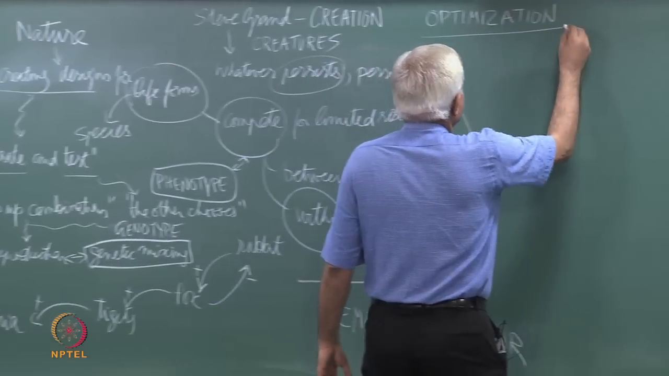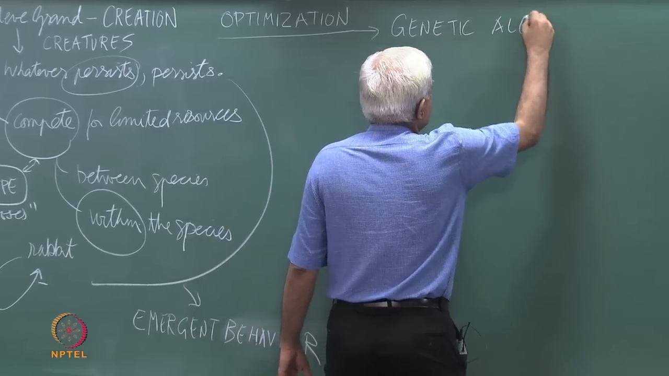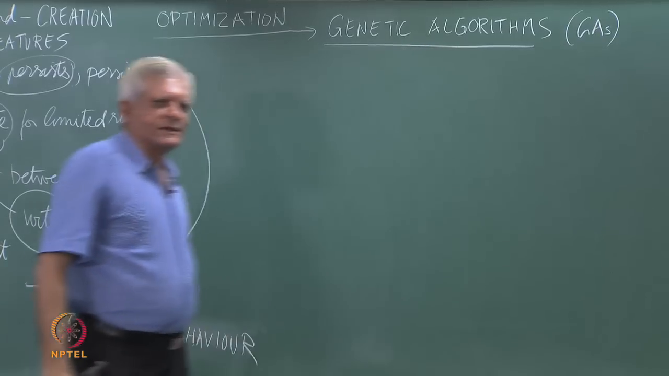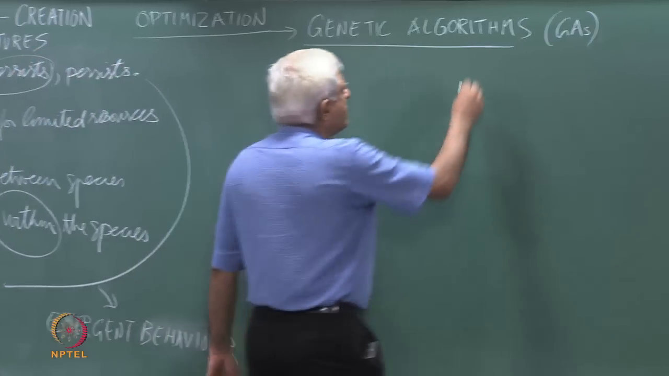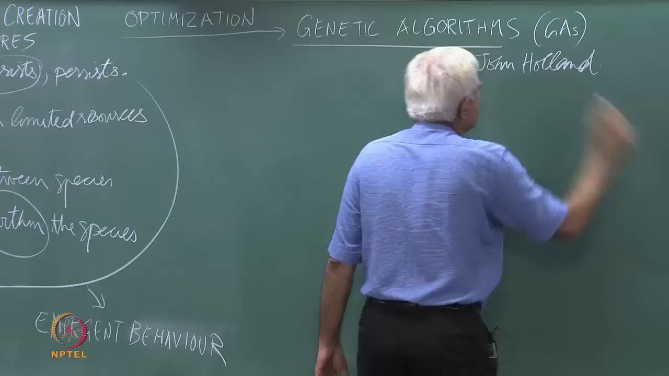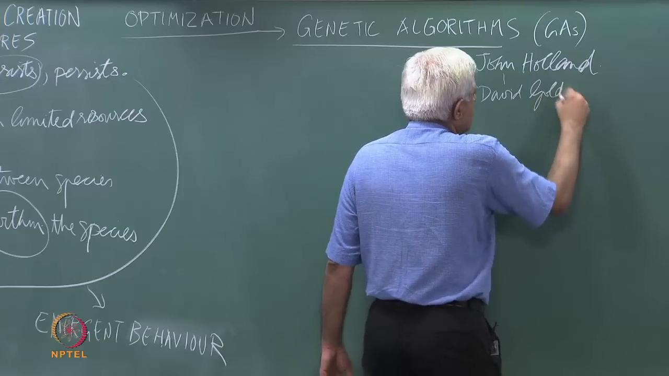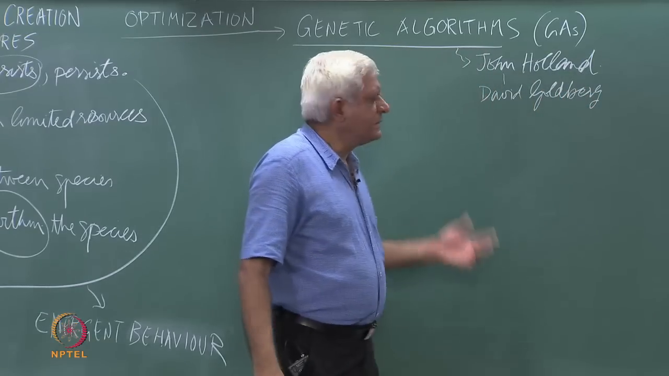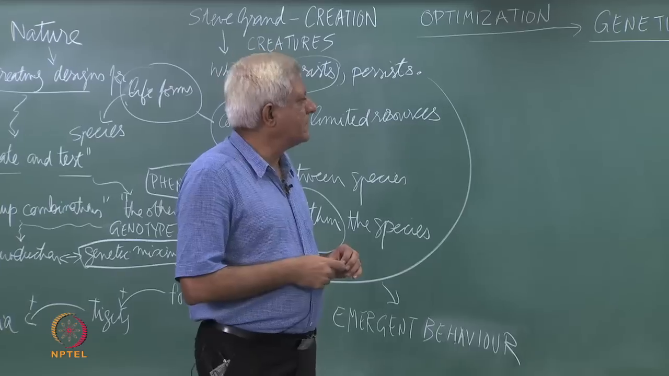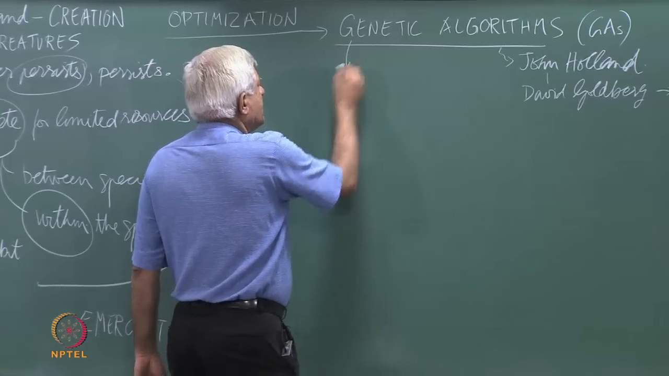So, this idea of optimization is called by the name of genetic algorithms, also called GAs for example, and they were devised around 1980 or so by John Holland and one of his students called David Goldberg, who is still very active in this area, and in fact he has written a book which is called Genetic Algorithms or something like that, which is a very popular book on this topic essentially. So, the idea of genetic algorithm is that they work with populations.